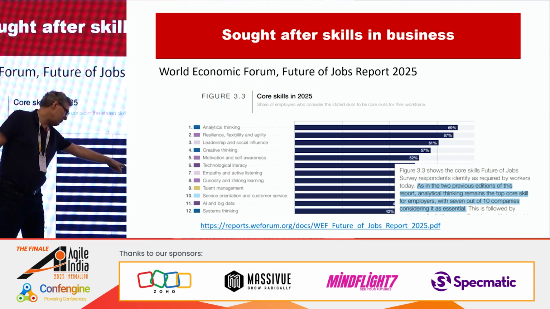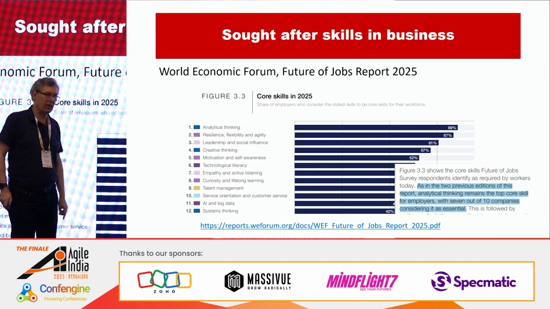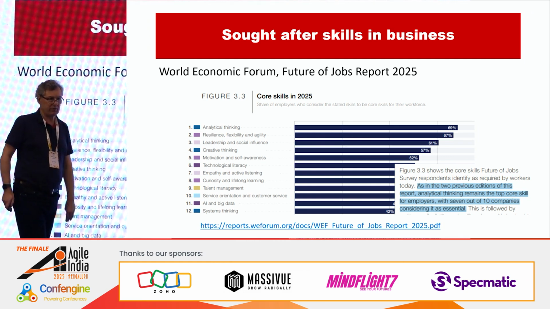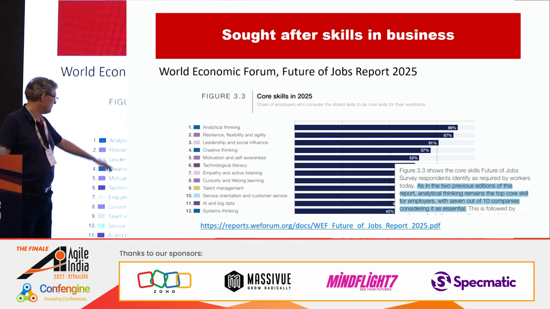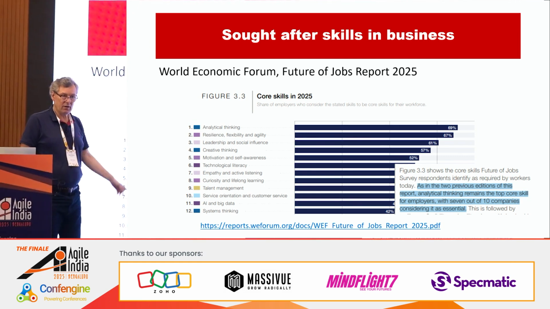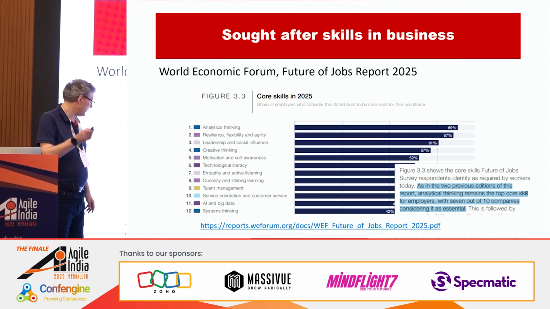The previous 2 editions said analytical thinking is the top skill. 3 years in a row, independent data. They're not there to sell anything. They're just telling you what the state of the market is.